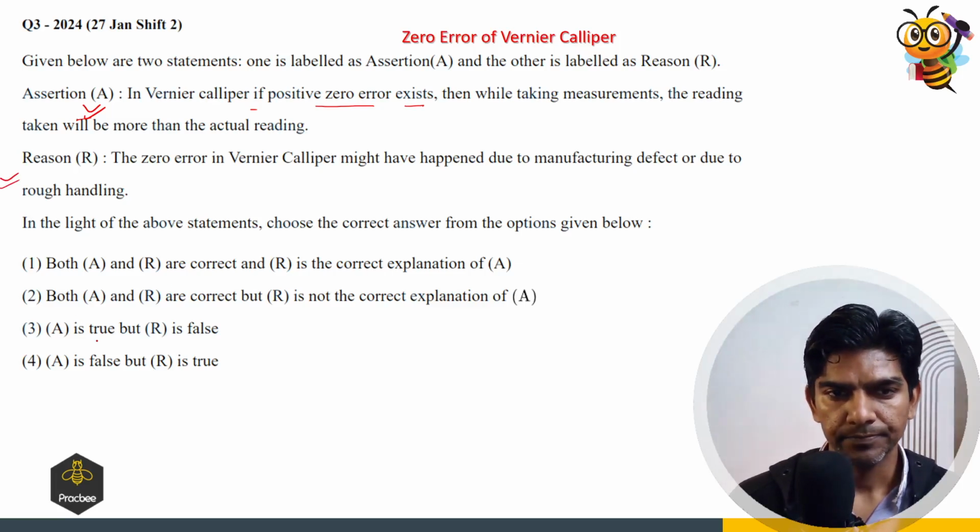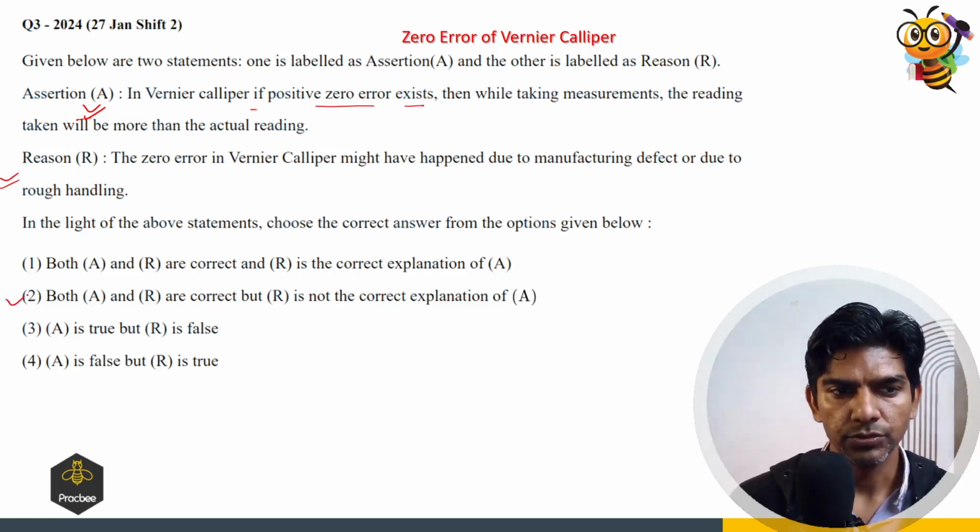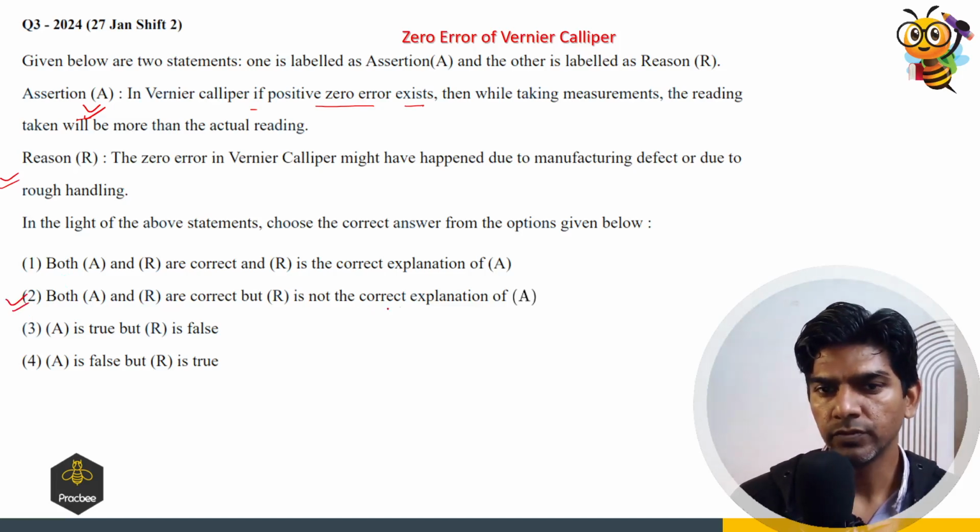So we can say both assertion and reason are correct, but reason is not the correct justification for the assertion. So it will be option 2. So both A and R are correct, but R is not the correct explanation of assertion.